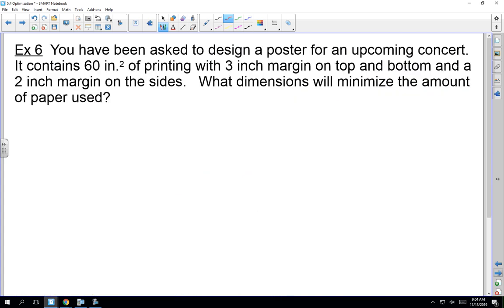You've been asked to design a poster for an upcoming concert. It contains 60 square inches of printing. That's like in the center of it, like this vintage transport thing being in the center. That's fixed. We can't change it. It's 60 square inches.